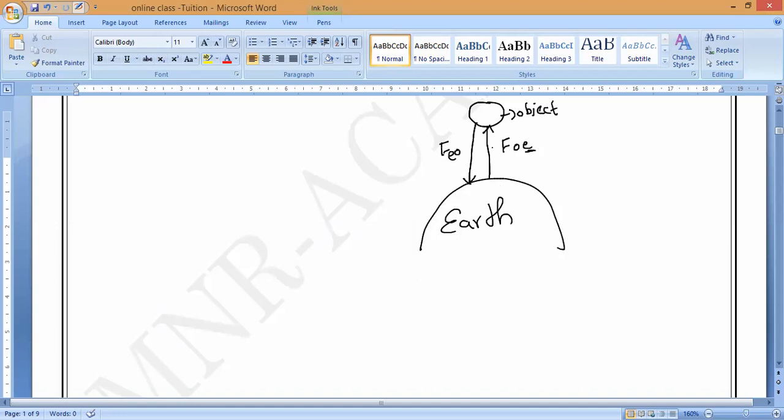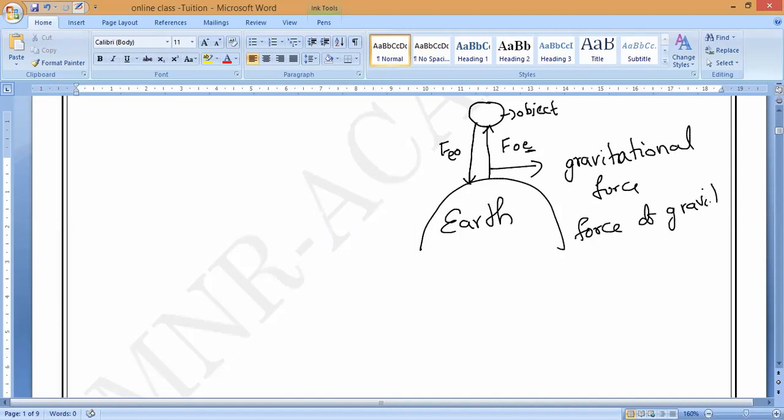So when the object is falling towards the earth, which force is acting? Gravitational force. Or else we can say force of gravity. Force of gravitation. Understand, guys? Everybody understood?